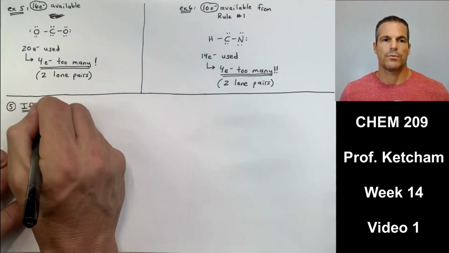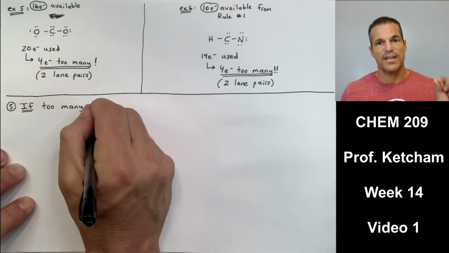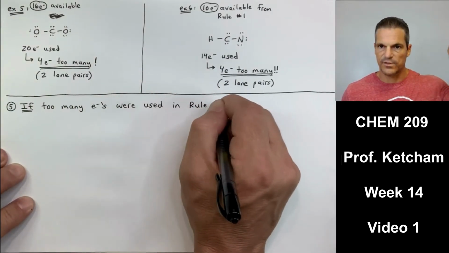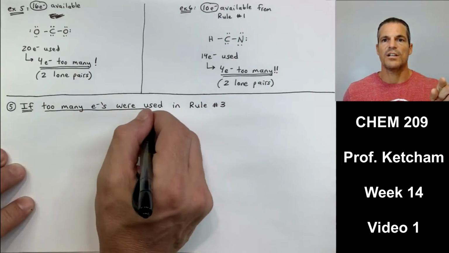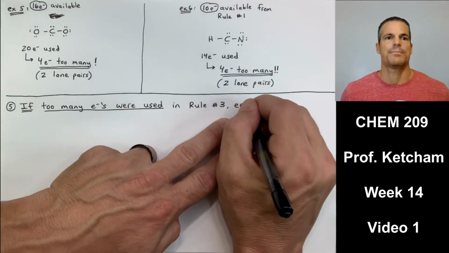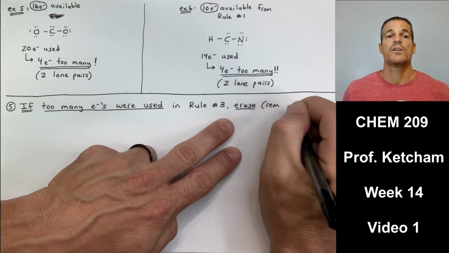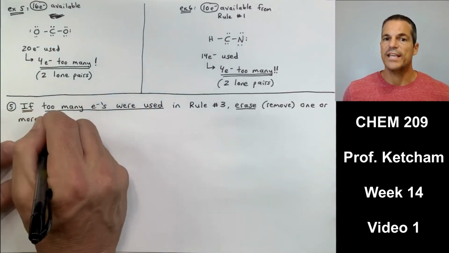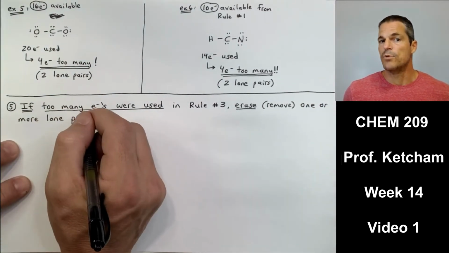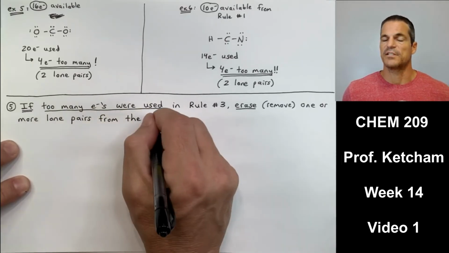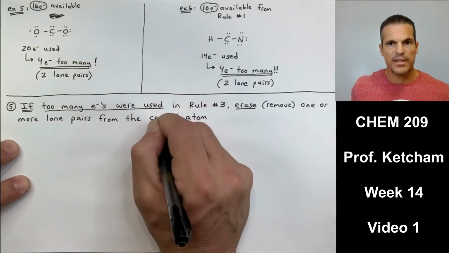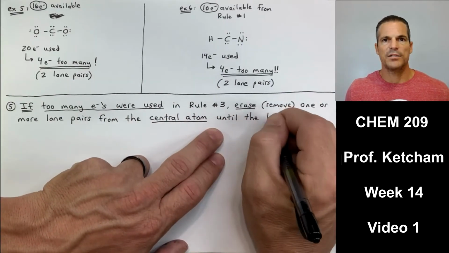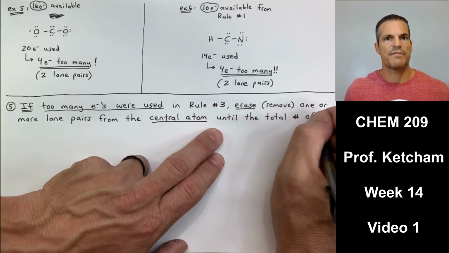Rule number 5 says if and only if. We didn't have to use rule 5 at all in the first 6 examples. We have to use it on 5 of these 6 examples. It says if too many electrons were used in rule number 3, erase, in other words, remove 1 or more lone pairs from the central atom and throw them in the garbage. They're gone. They're not going to be used later to make a double bond or a triple bond. They're trash. You'll never see them again.